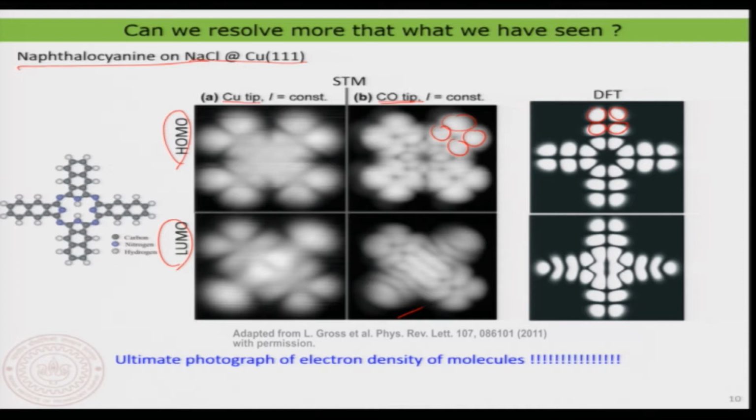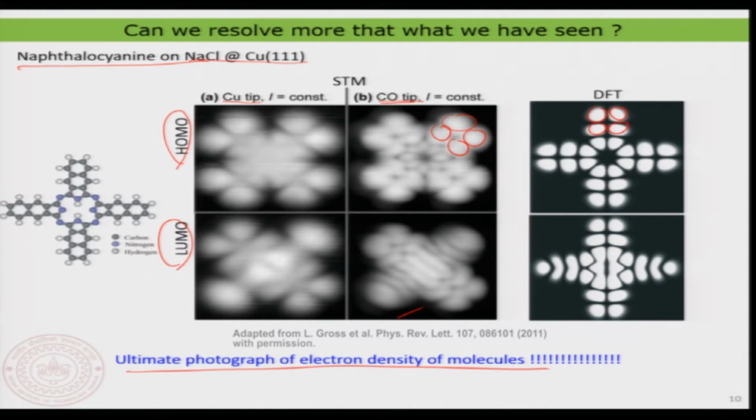So, this is really amazing. What you are seeing is ideally the ultimate photograph of the electron density of a molecule at different energies. That is also the interesting thing: the electron density changes depending on which molecular orbital you are looking at. So, the electron density is clearly different. That is something that you are basically measuring.